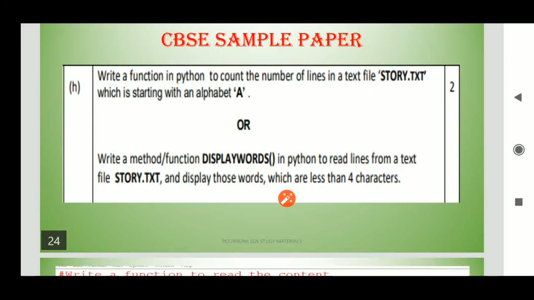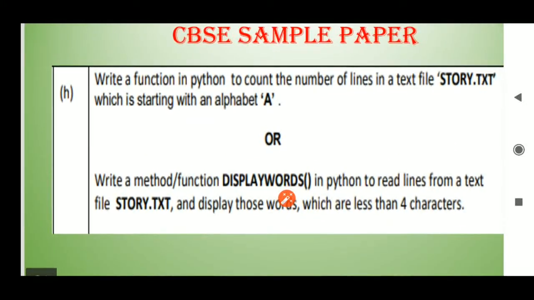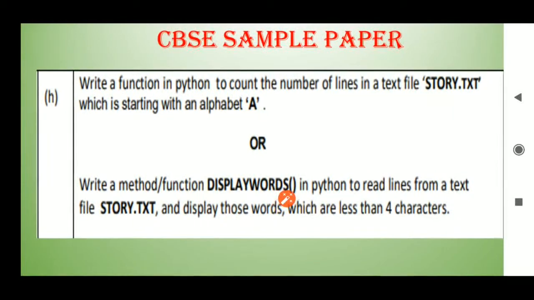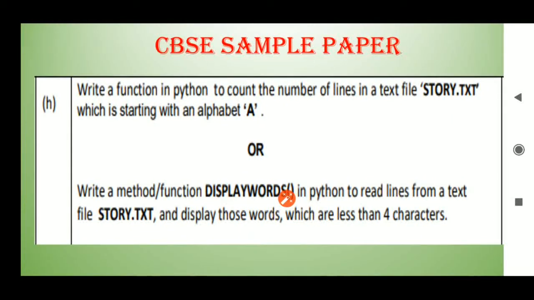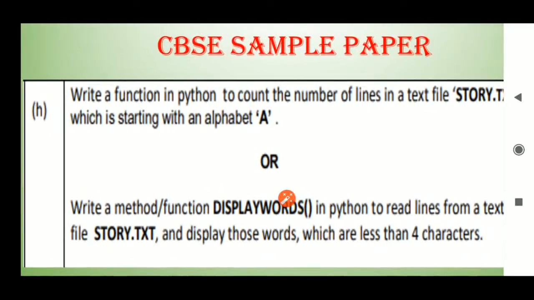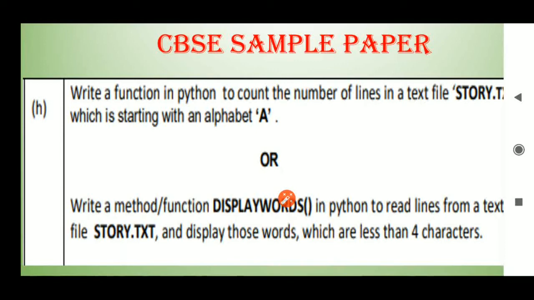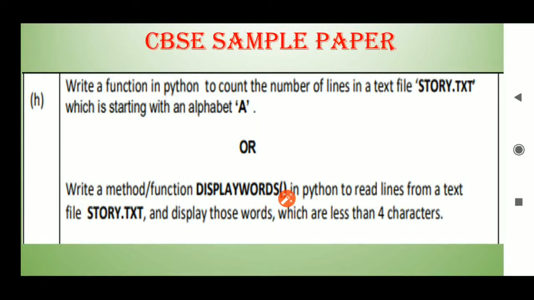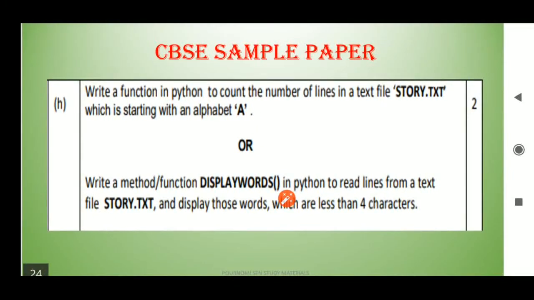So let's start with the first question. Write a function in Python to count the number of lines in a text file story.txt which start with an alphabet A. Just see the question. You do not need to write a complete Python program. You just need to write the function. Here the name of the function is not mentioned. If the name of the function is mentioned, you have to define your function with the same name. And it's carrying 2 marks.